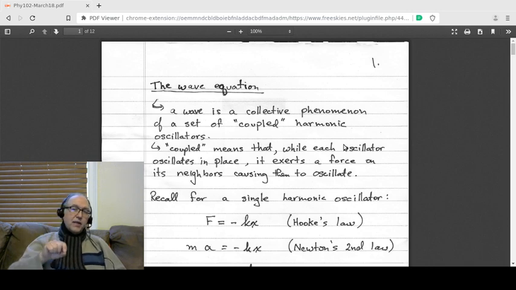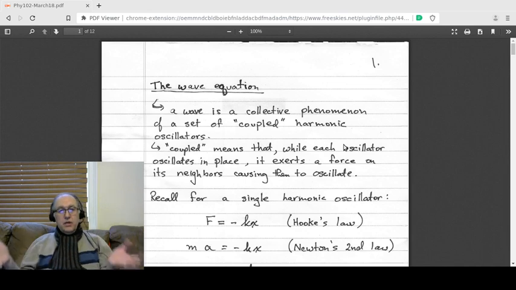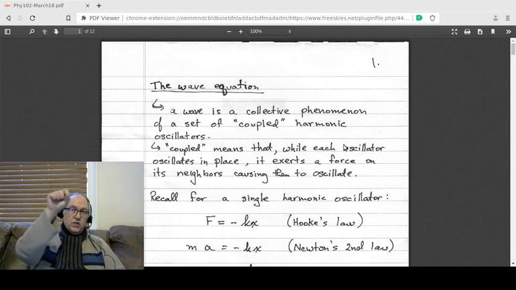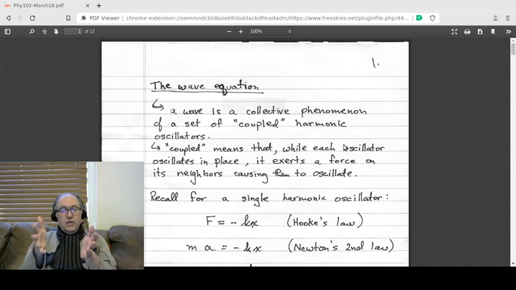But it doesn't oscillate in place in isolation. It's coupled to its neighbors, and coupling just means it influences its neighbors. As one point in the string starts to oscillate, it induces its neighboring points to start oscillating as well, and they induce their neighbors, which induce their neighbors, and that's what causes the wave phenomenon to propagate out.